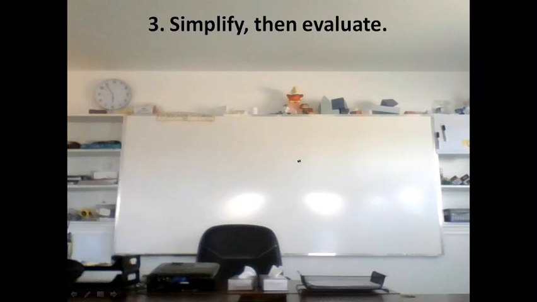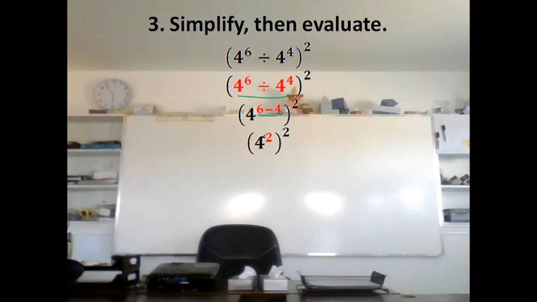In another example of simplify then evaluate, if you have 4 to the power of 6 divided by 4 to the power of 4 in brackets all to the power of 2, first we need to use the law for a quotient of powers on the two powers inside the brackets. So 4 to the power of 6 divided by 4 to the power of 4 becomes 4 to the power of 6 take away 4, which would give us 4 to the power of 2.